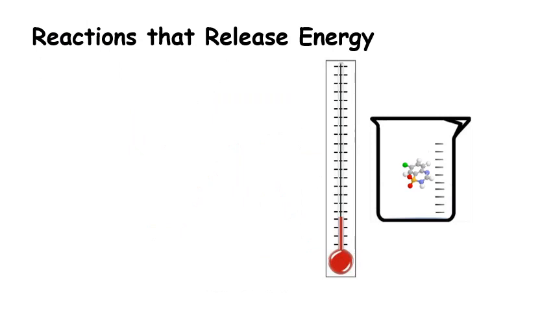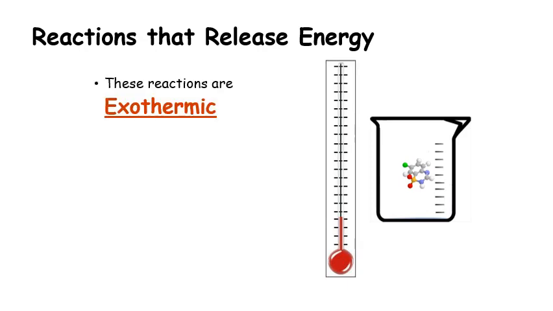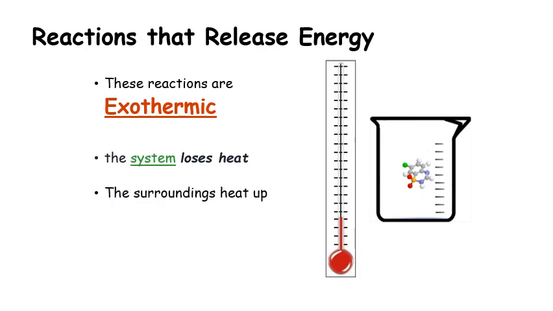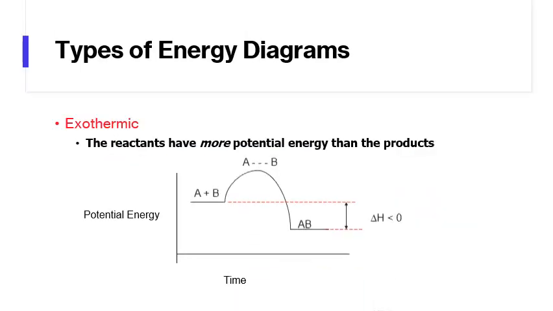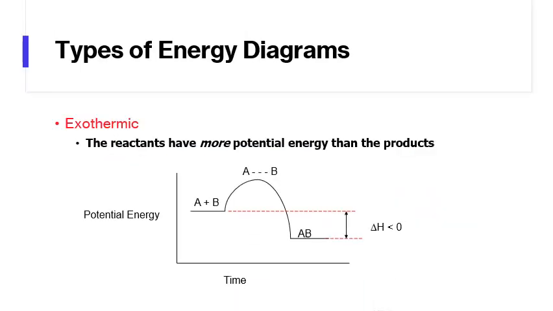We will discuss two types of reaction and their potential energy diagram. The first one is the reactions that release energy. They are called exothermic reactions. So that means the system loses heat and the surroundings heat up. So when you measure the temperature, you can see the temperature is going up. And we can plot the potential energy for exothermic reaction as shown in this potential energy diagram.